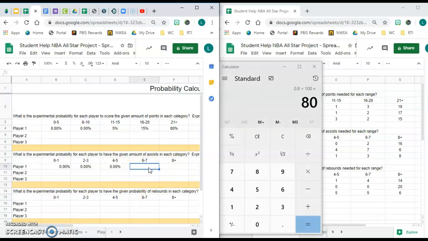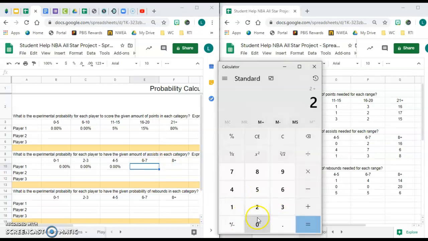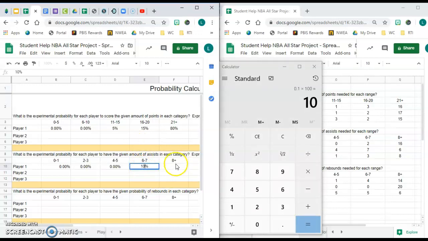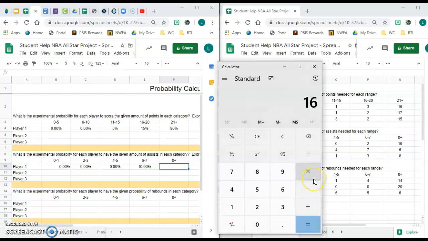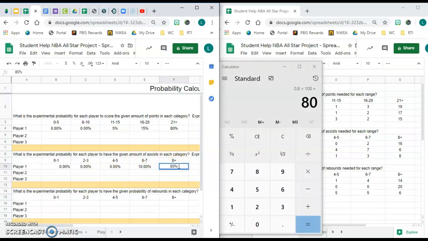Then he had 2 games where he had between 6 and 7 assists. So 2 divided by 20 games times 100, and we get 10. So 10% of the time. And then he had 16 games where he had 8 or more assists. So 16 divided by 20 times 100. We should not have any decimals for this. So we get 80% of the time he has more than 8 assists.